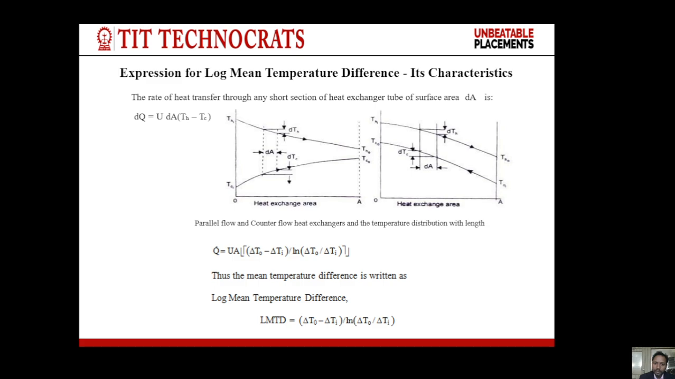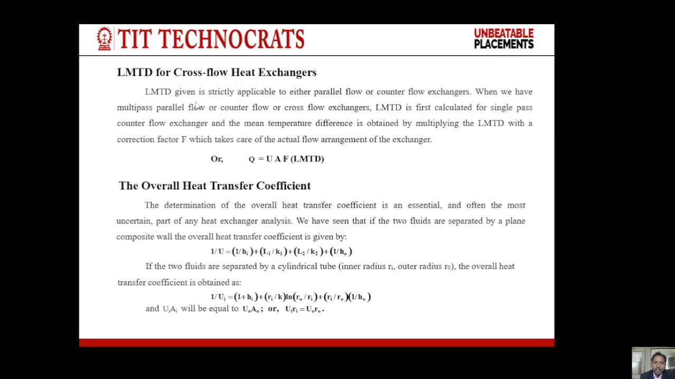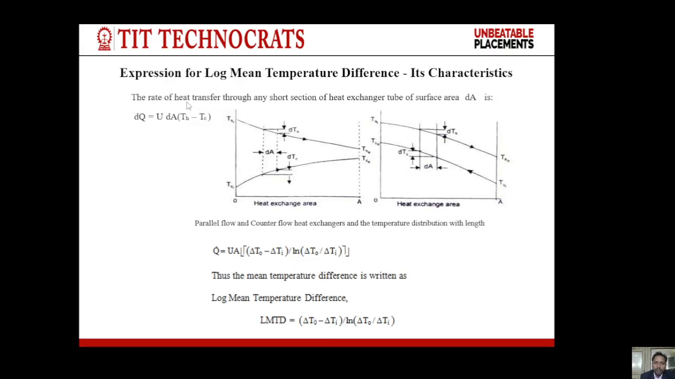So now the next important term is the expression for log mean temperature difference, its characteristics and the rate of heat transfer. So we can calculate by using this formula, that is, we have to calculate the expression for the log mean temperature difference. Here heat Q is calculated by using UA and the temperature difference between inlet of hot and cold fluid and exit of hot and cold fluid. So this is the profile for parallel flow, and this is for counter flow.